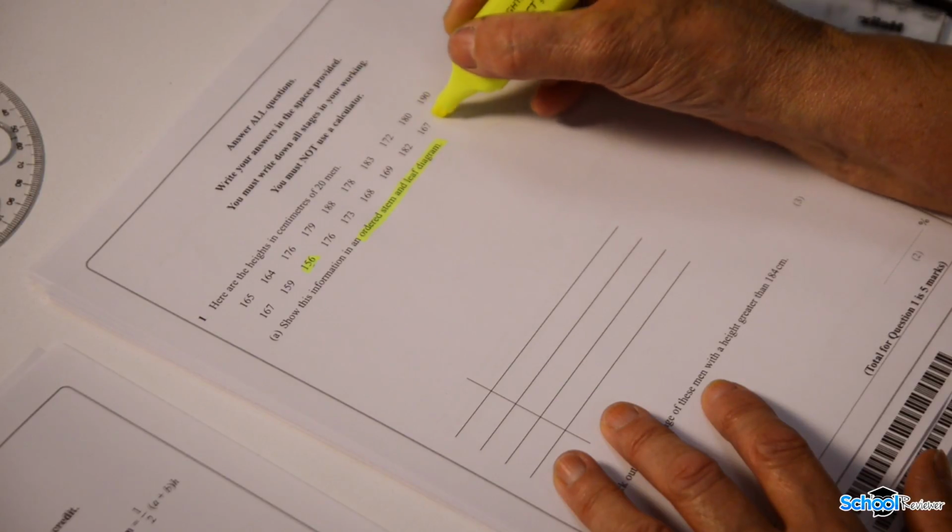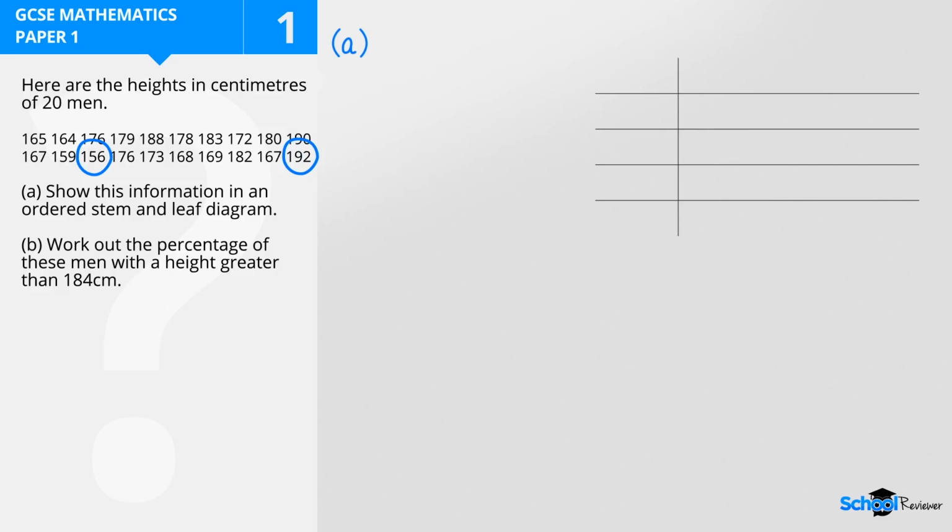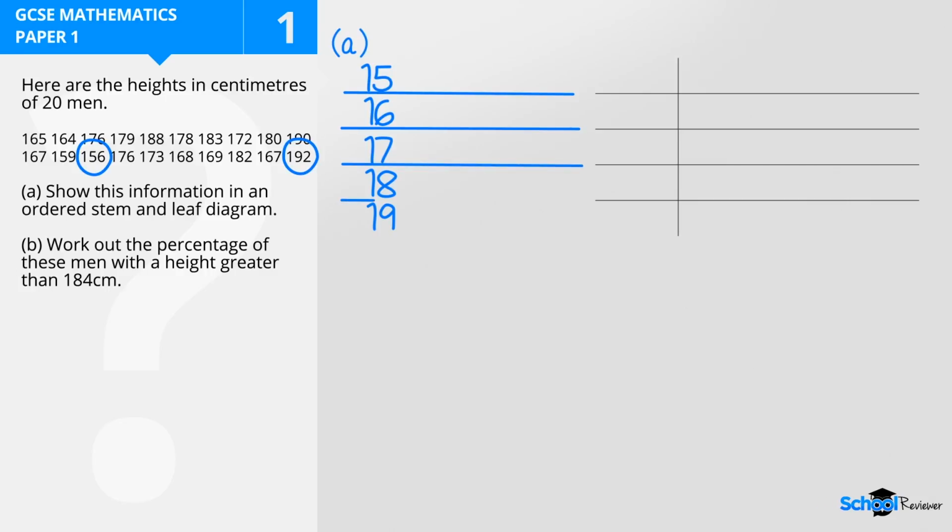And also I'm going to highlight the 156 and the 192 because those are my starting points to construct my stem and leaf diagram. I've got to make a decision here. I can't start my stem with ones because they all begin in ones. So what I'm going to have to do is start my stem with 15, 16, 17, 18 and 19. And from there I'm going to put my data.